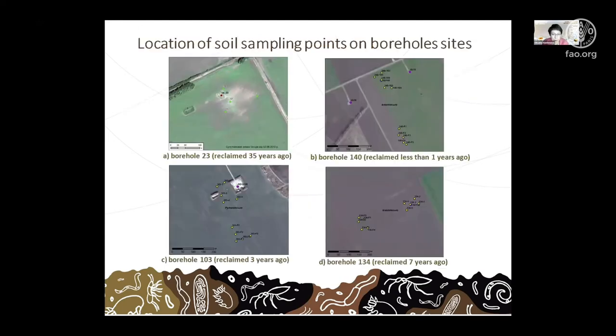This slide shows the location of soil sampling points on a borehole site. As you can see in the picture, the area of the drilling site of borehole 23 is contaminated. The white streak in the image indicates contamination from drilling fluid components.